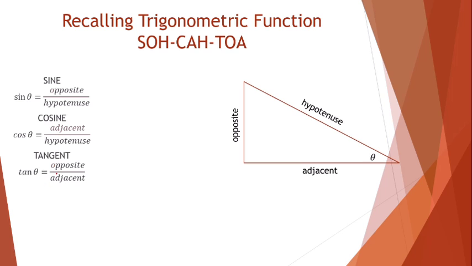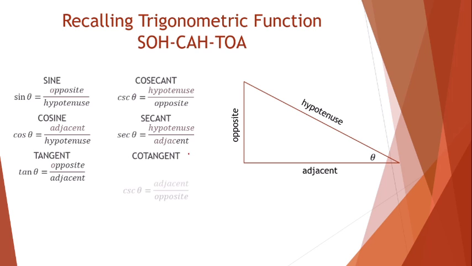SOHCAHTOA. Now, by its reciprocal, the opposite of sine is cosecant. Binaliktad lang natin. And the opposite of cosine is secant. And, syempre, ang kasalungat ng tangent is cotangent, which is adjacent divided by opposite. Kabaliktaran, mapapansin yung adjacent, dito ay napunta sa baba.